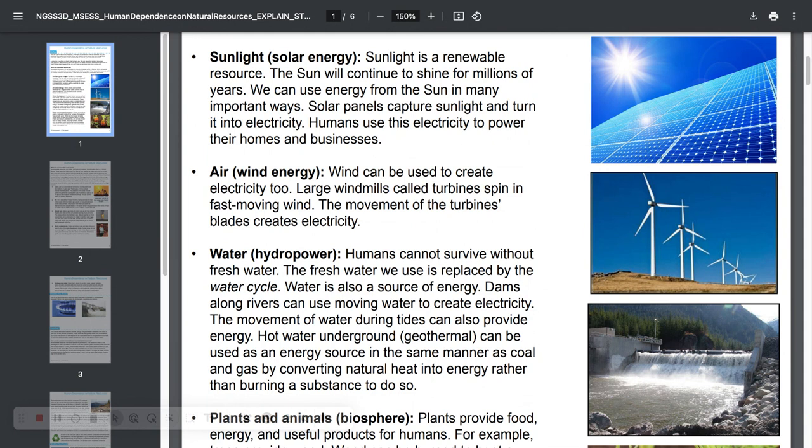Air, also known as wind energy. Wind can be used to create electricity too. Large windmills called turbines spin in the fast-moving wind. The movement of the turbine's blades creates electricity.